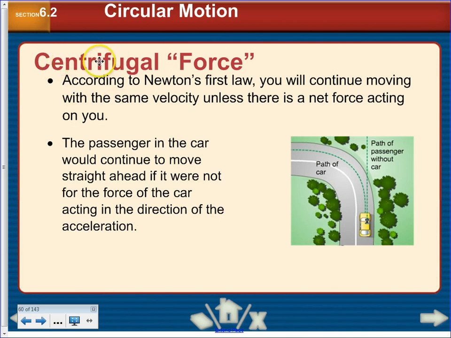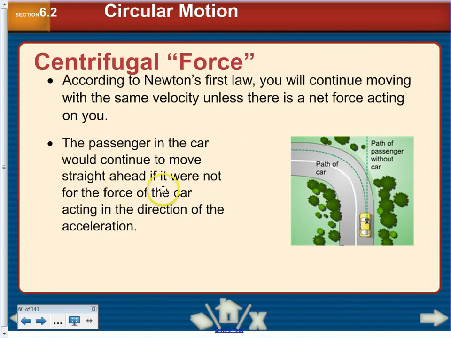Now, just a note about this idea of something called centrifugal force. This is actually a fictitious force. This force does not really exist. Newton's law says that you're going to continue to move in the same direction with the same velocity unless there's a net force acting on you. If you're a passenger in a car, you might feel like there's a force that's trying to throw you out. And in fact, if the door were to open halfway around the curve, you would be thrown out of the car. And you say, well, that's due to centrifugal force.